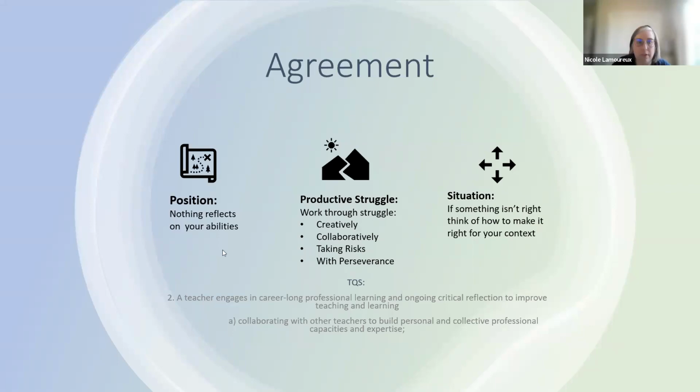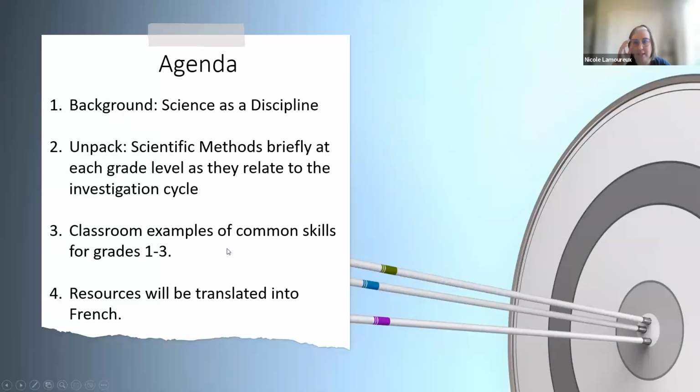Okay, so the agenda for today is we're going to look briefly at science as a discipline, because that sets the context of how this curriculum was written. Then we're going to unpack the scientific methods briefly at each grade level as they relate to an investigation cycle that has been laid out. That is where we're going to do a little bit of processing. And we're going to use a program called Lumio. It's pretty straightforward, but it's kind of like Nearpod or Pear Deck, if you've used one of those before. It's a little bit interactive.